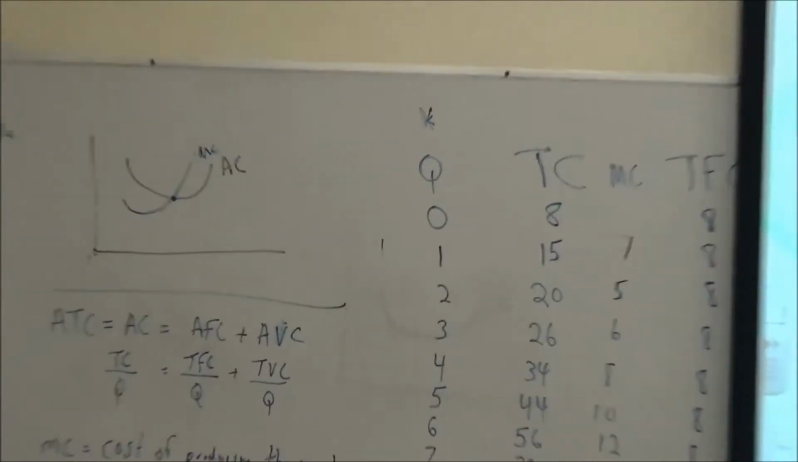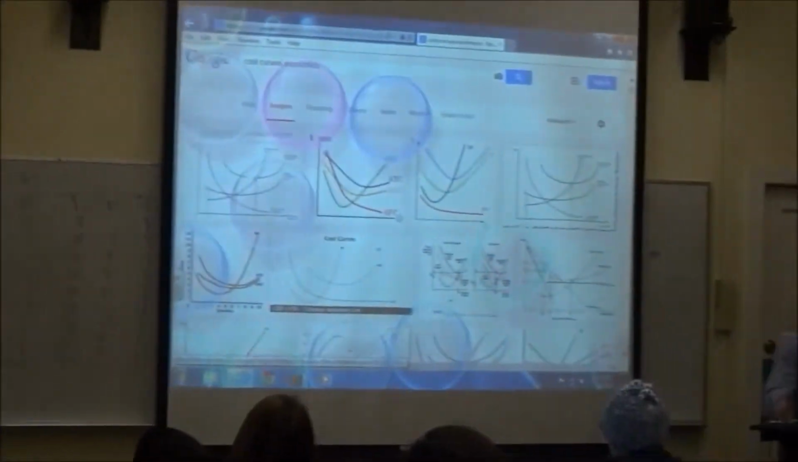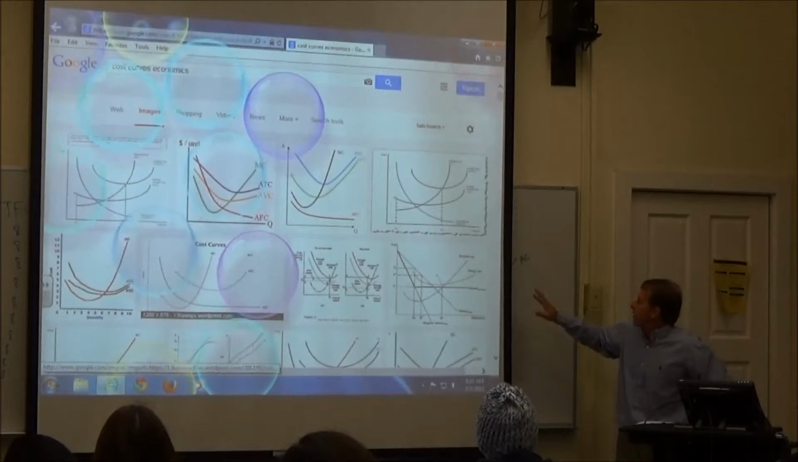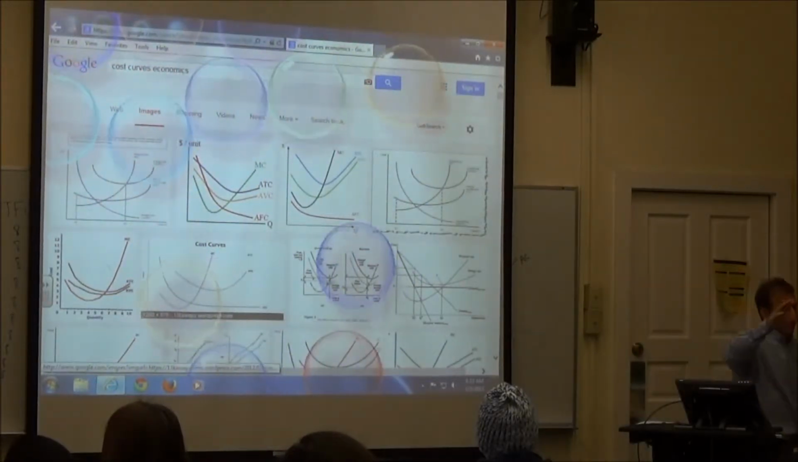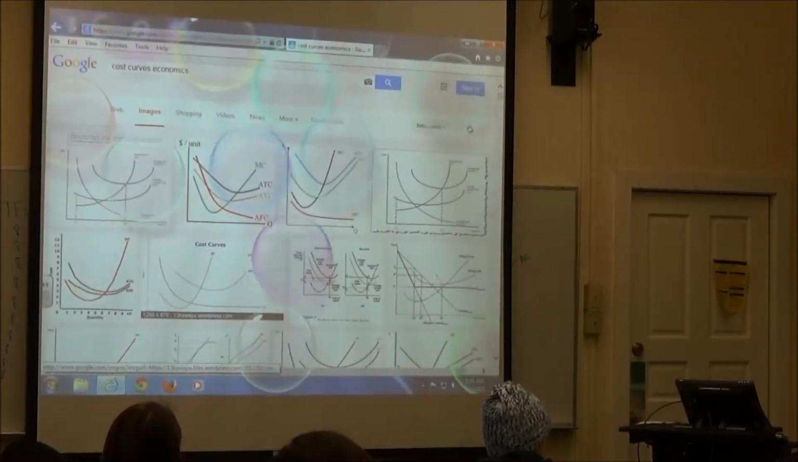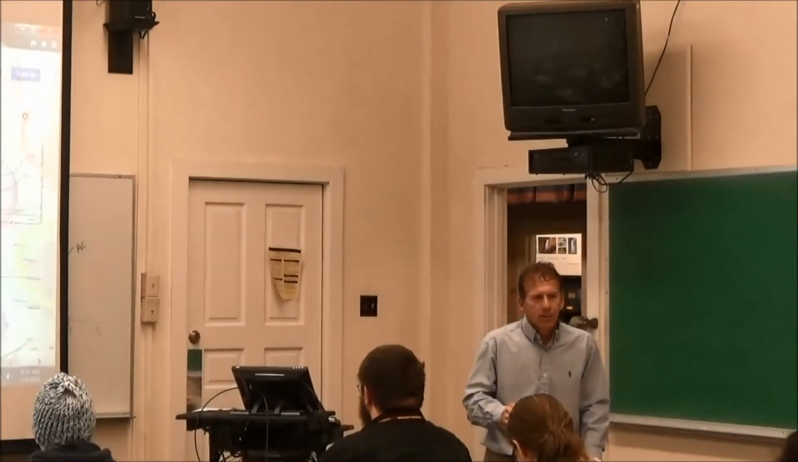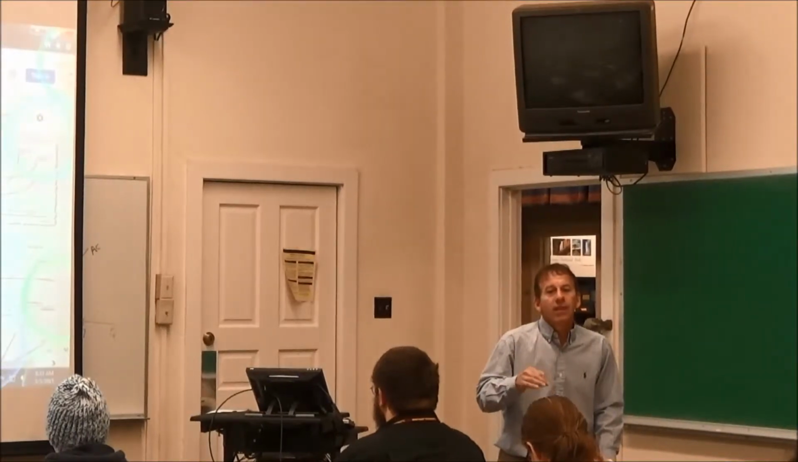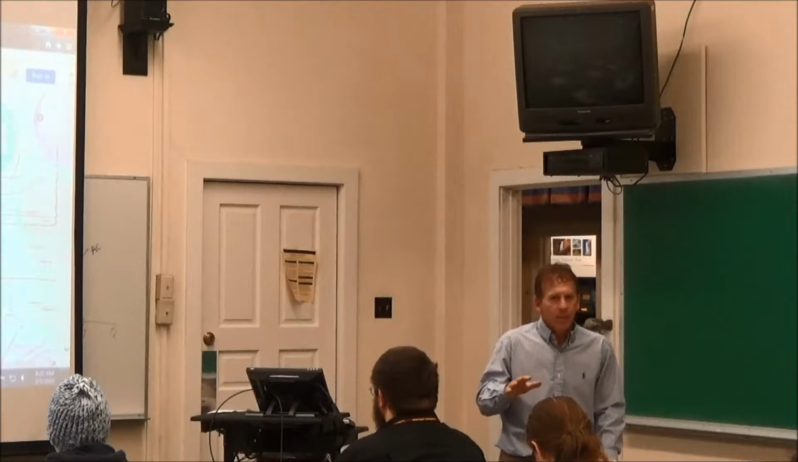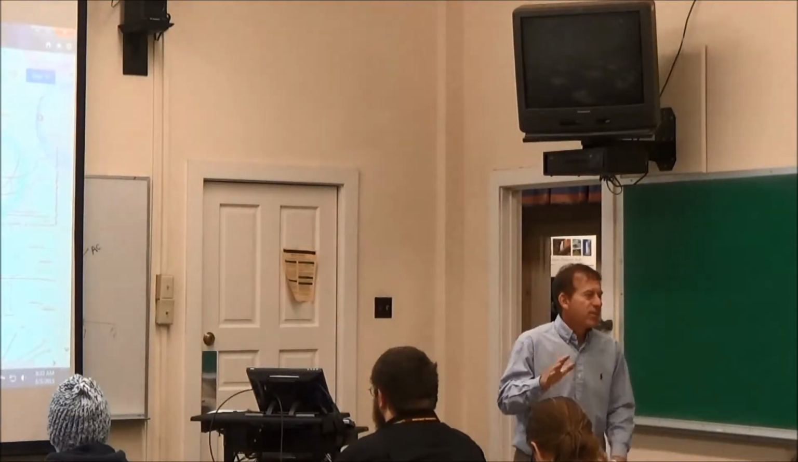Okay, so the next one is this. The relationship between the marginal and the average cost curve is what I'm talking about. When the marginal is below the average, then the average falls. And when the marginal is above the average, it rises. I'm going to give you a visual of how this can happen.